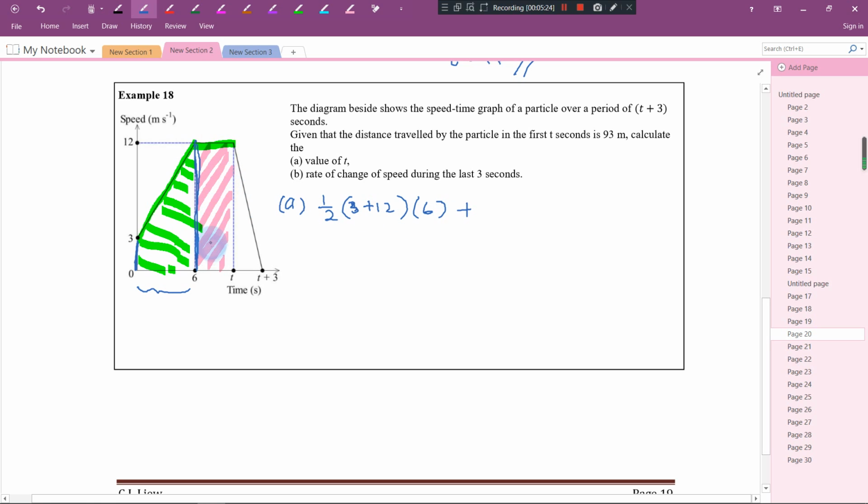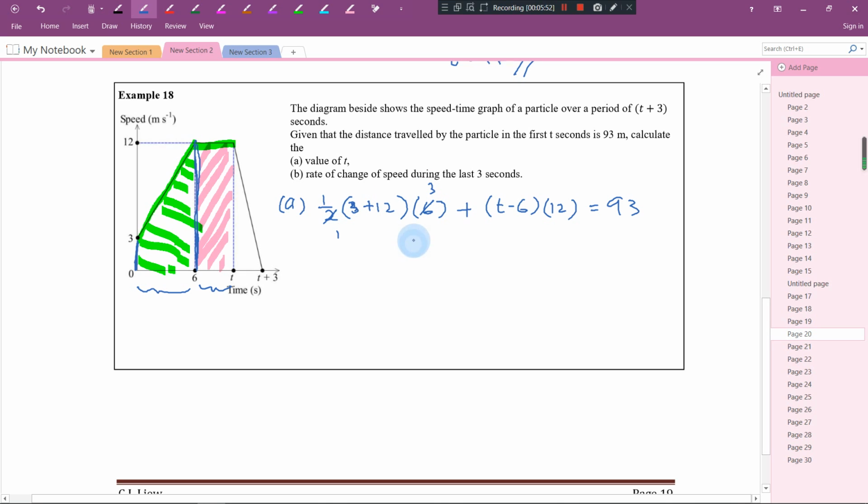Plus, and this is a rectangle, same thing, I don't know the length here. How do I get the length? t minus 6 times the height, which is equal to 12. And this is the total distance traveled for the first t seconds, which is equal to 93. Okay, so this is 3.